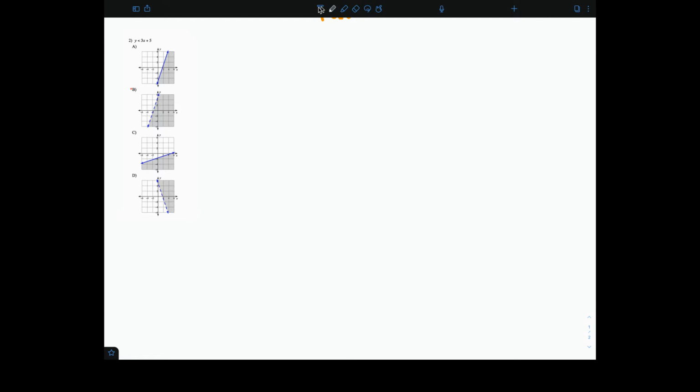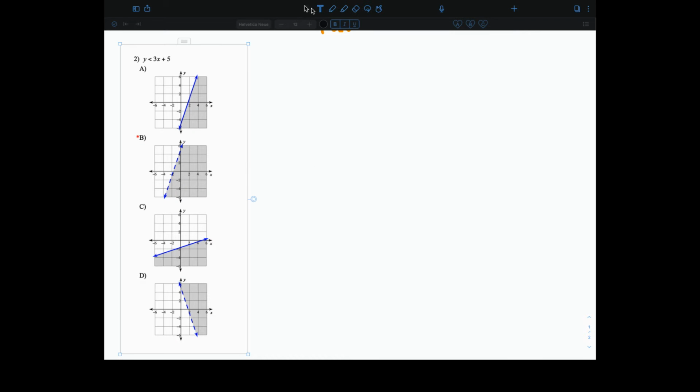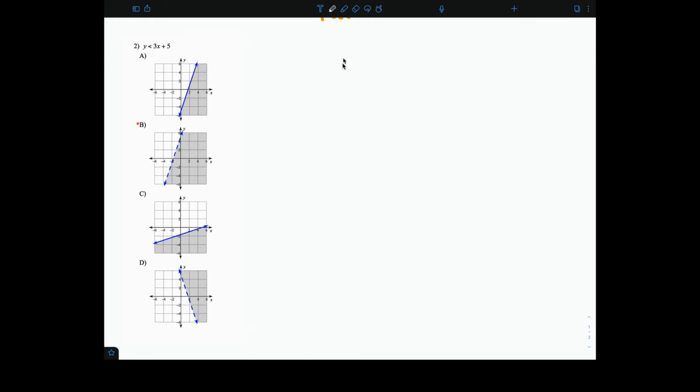Okay, let me zoom in. All right. So for number 2, again, we're thinking about y equals mx plus b. So the question is where do we start? I hope everybody says that we start with the y-intercept, which is the number by itself, which is 5. So that means A is wrong. That means C is wrong. And we're left with either B or D.